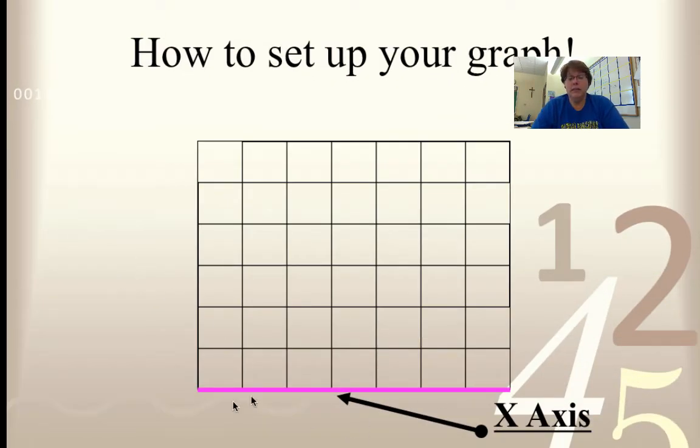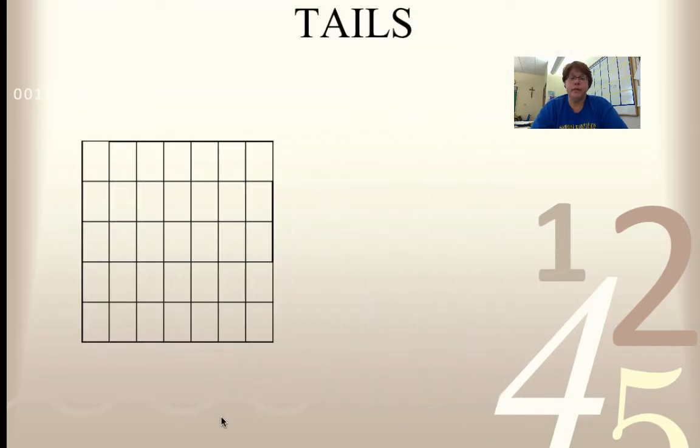Okay, the X-axis, which is the horizontal line on the bottom, that's where the independent variable goes, the thing that you are testing. This is the same for every single kind of bar graph or line graph that you will make. The independent variable goes on the bottom and the dependent variable goes on the side.